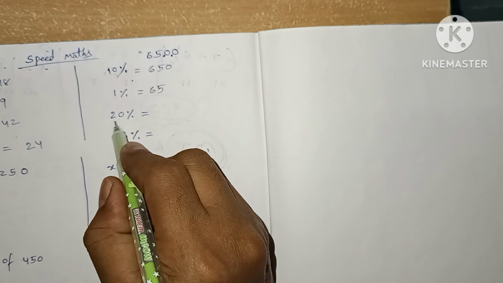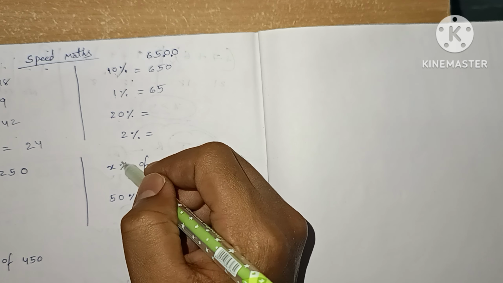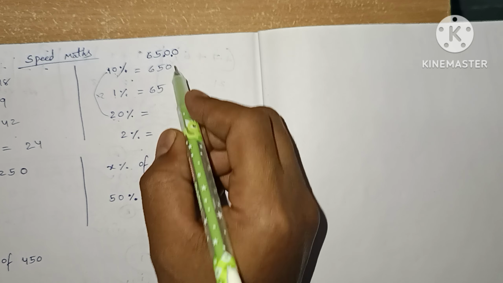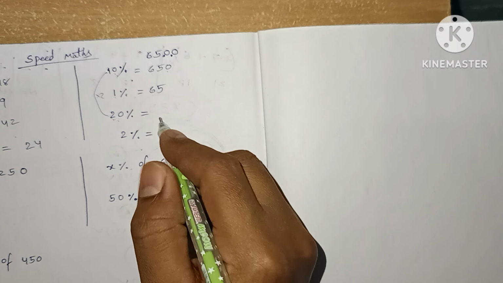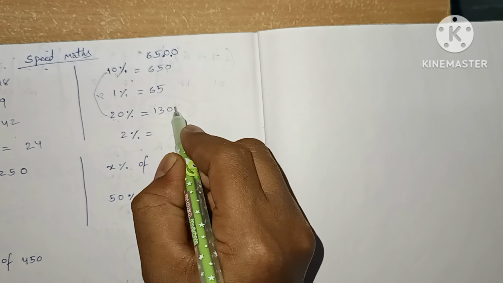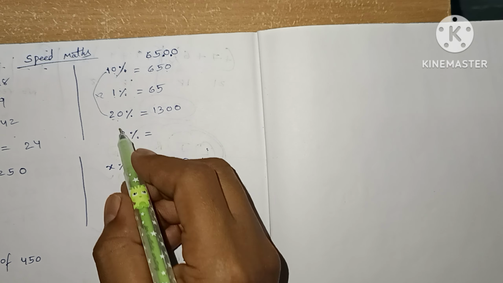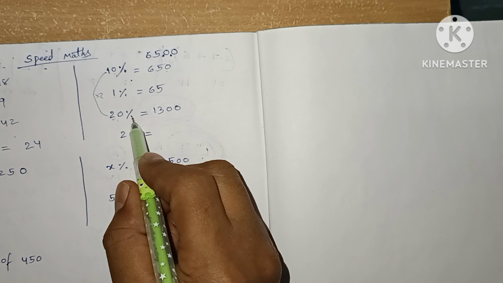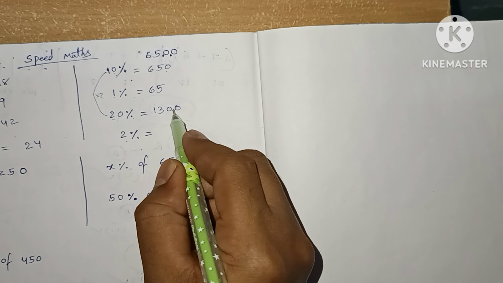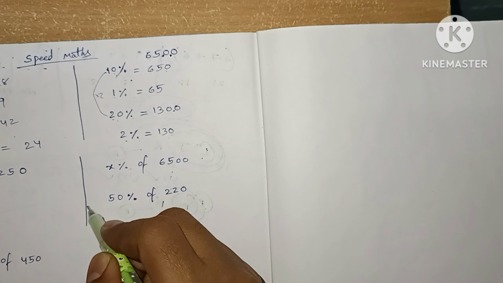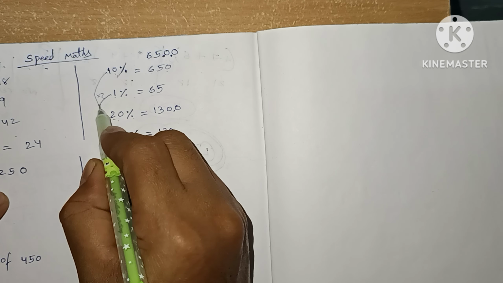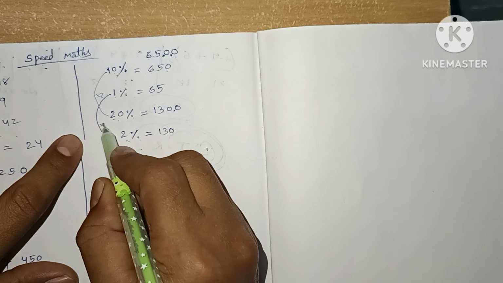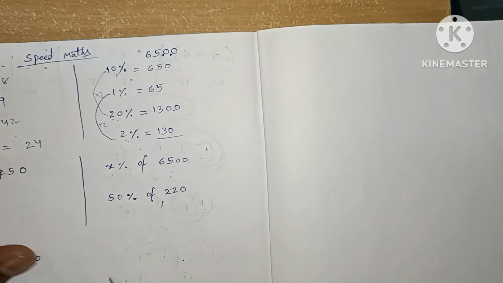What will be the 20 percentage of 6500? We already calculated the 10 percentage value, so 650 into 2 times will be the 20% value, which is 1300. Okay, so what will be the 2 percentage value? We have already seen the 20% value, so the 2 percentage value is 130. Or else we have the 1 percentage value as 65. The 2 percentage value means into 2 times, so 65 into 2 times will be 130.